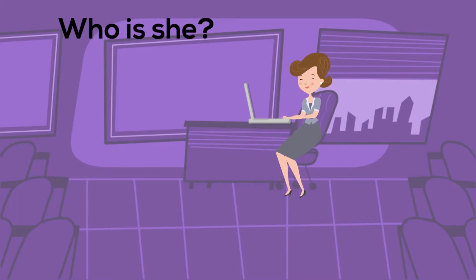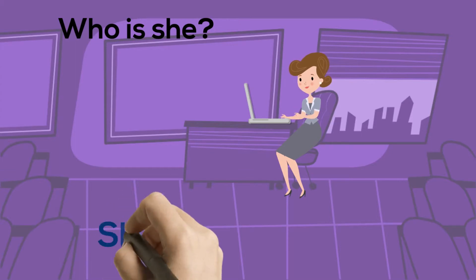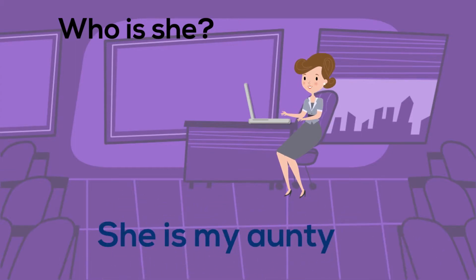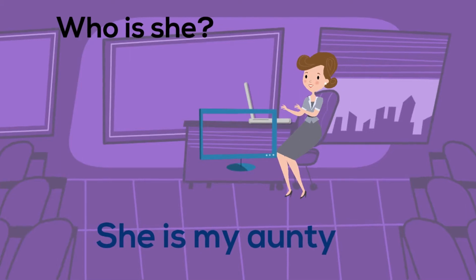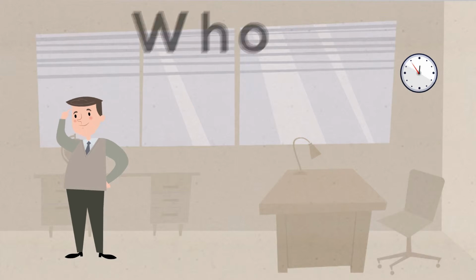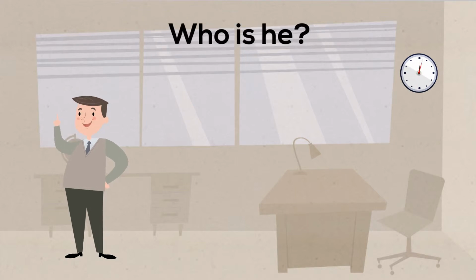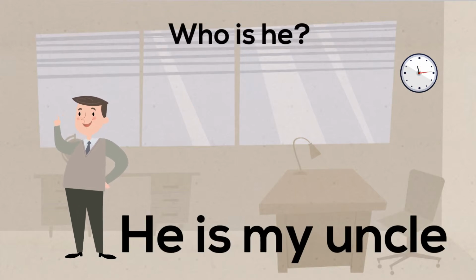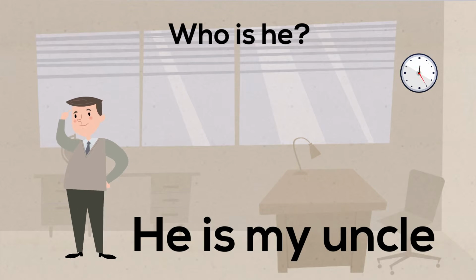Who's this lady? Who do you think she is? She is my auntie. My auntie's working very hard. Who is this? Who is he? Who do you think this is? That's right, he is my uncle.